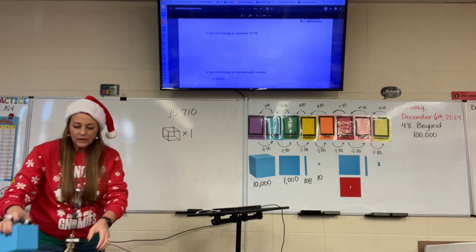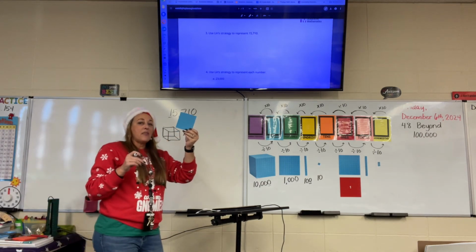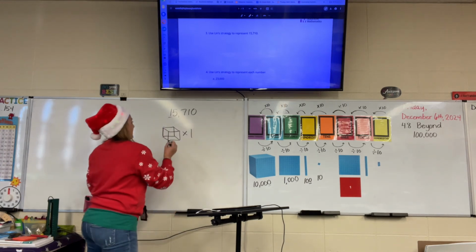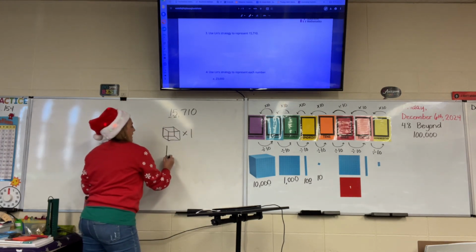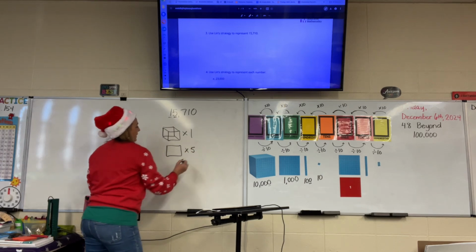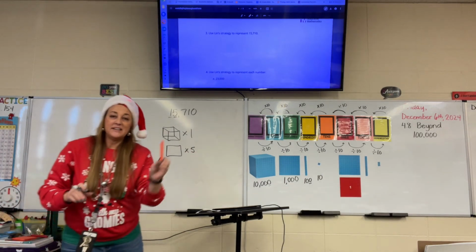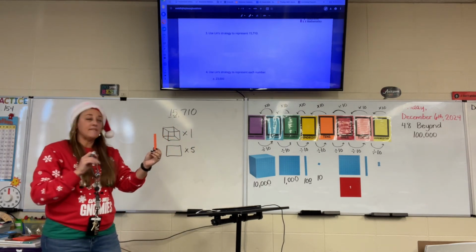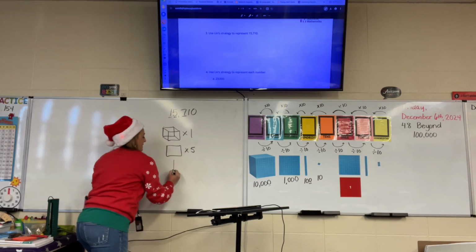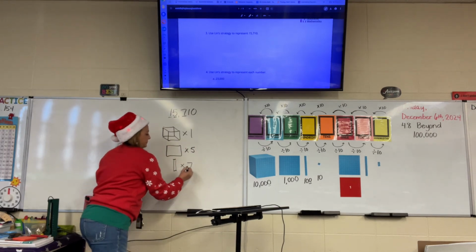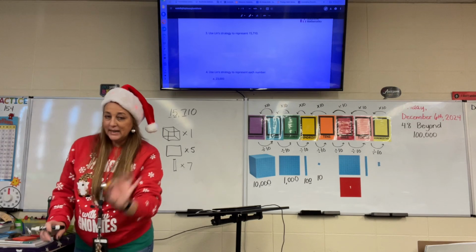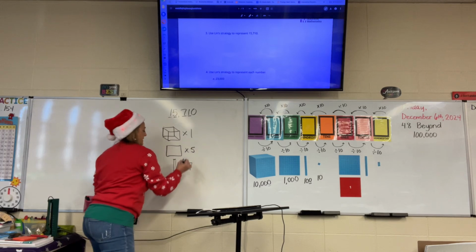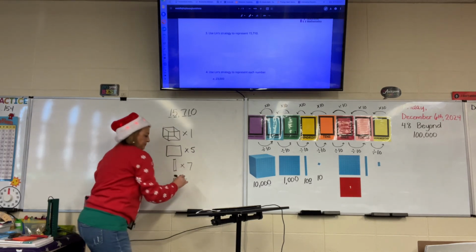Okay, how many of these thousands would we need? Zerelda? 5. Because what digit's in the thousands place? A 5. Okay. How many of these hundreds would we need? Colton? 7. Because the digit in the hundreds place is 7. And how many of these little cubes would we need, Olivia? 1. Because the digit in the tens place is a 1.